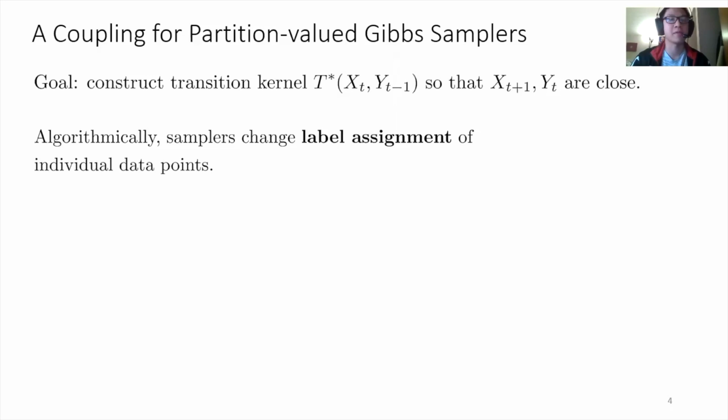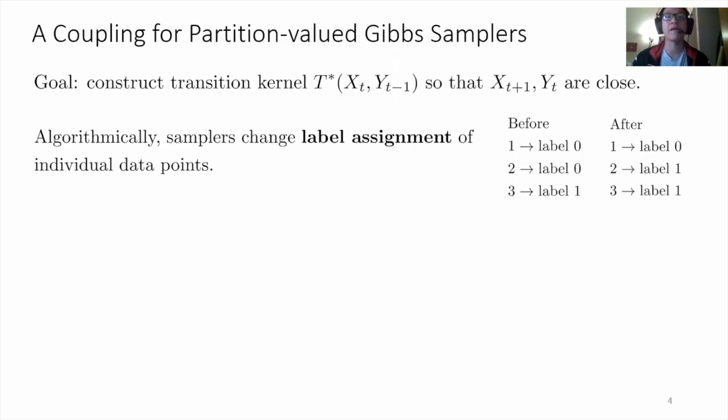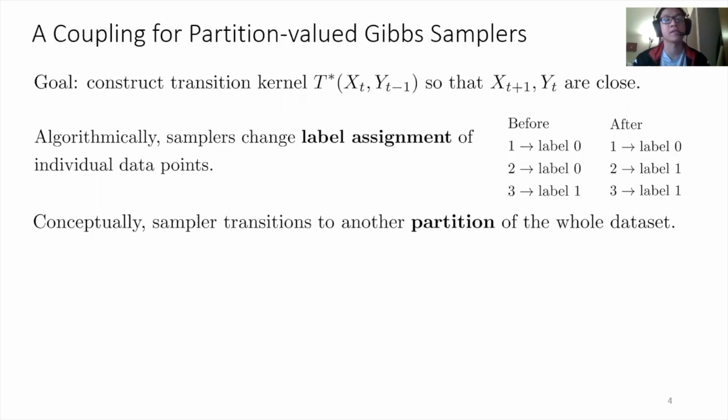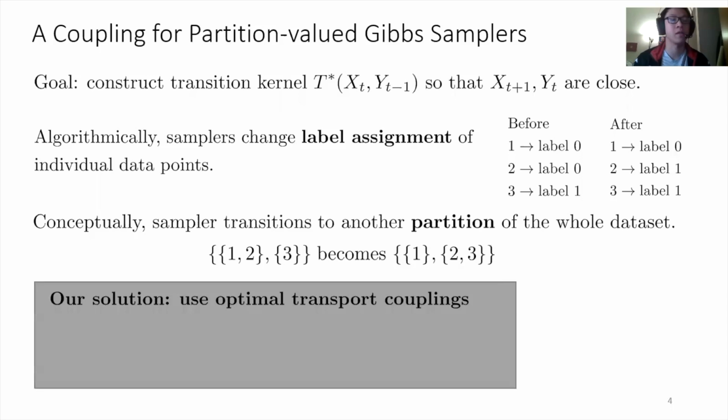Algorithmically, each of the samplers changes the label assignment. For instance, before the transition, data points 1 and 2 had label 0, while data point 3 has label 1. After, the labels of 1 and 3 remain the same, but data point 2 now has label 1. Conceptually, the samplers have transitioned from one partition to another. In the same example, before the transition, 1 and 2 were their cluster, and 3 is its own cluster. But afterwards, 1 is its own cluster, while 2 and 3 are a new cluster.